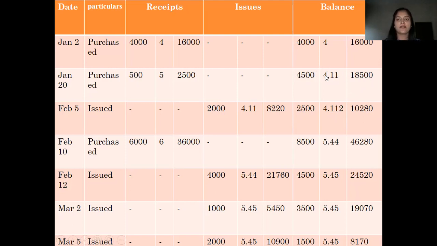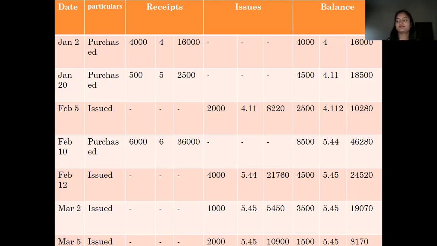Now next, if you have to issue, we must consider this rate. We take 4,500 minus 2,000, and take the same cost per unit, and 2,000 into 4.11, you are going to get 8,220. Now 4,500 minus 2,000 gives 2,500. 18,500 minus 8,220, you are going to get 10,280. Now, as I told you, we must calculate the cost per unit. What is the total in the balance? The total amount 10,280 divided by 2,500, if you do this, you will get the balance amount.